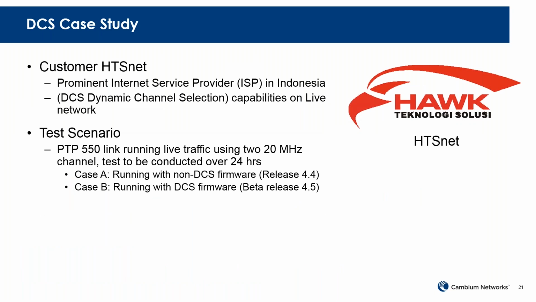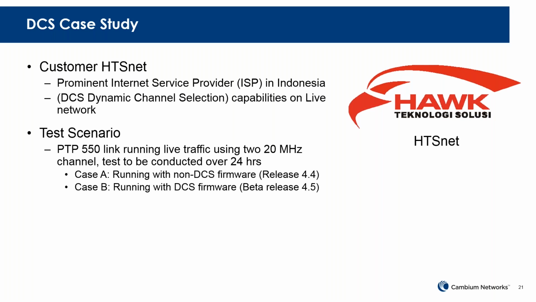This is in Indonesia with HTS Net. They're a prominent ISP provider in Indonesia, and they wanted to try DCS on a live link. So the test scenario that they had set up is running a 550 link using live traffic. This is their actual network; they had been using 550 for a long time, and they wanted to see how DCS would perform on their live network.